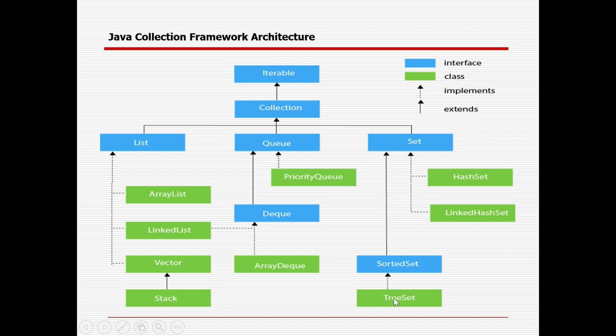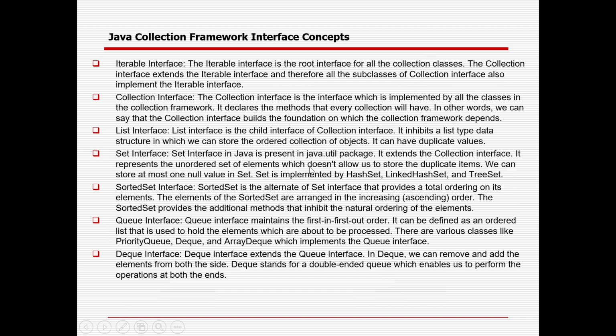The other way, the TreeSet class is implementing the SortedSet interface, whereas the LinkedHashSet class is implementing the Set interface. SortedSet interface is extending the Set interface, and then Set, Queue and List, these are the three interfaces extending the Collection interface, and the Collection interface extends the Iterable interface. So that is the architecture. I will repeat it again down the line to give you more clarity.